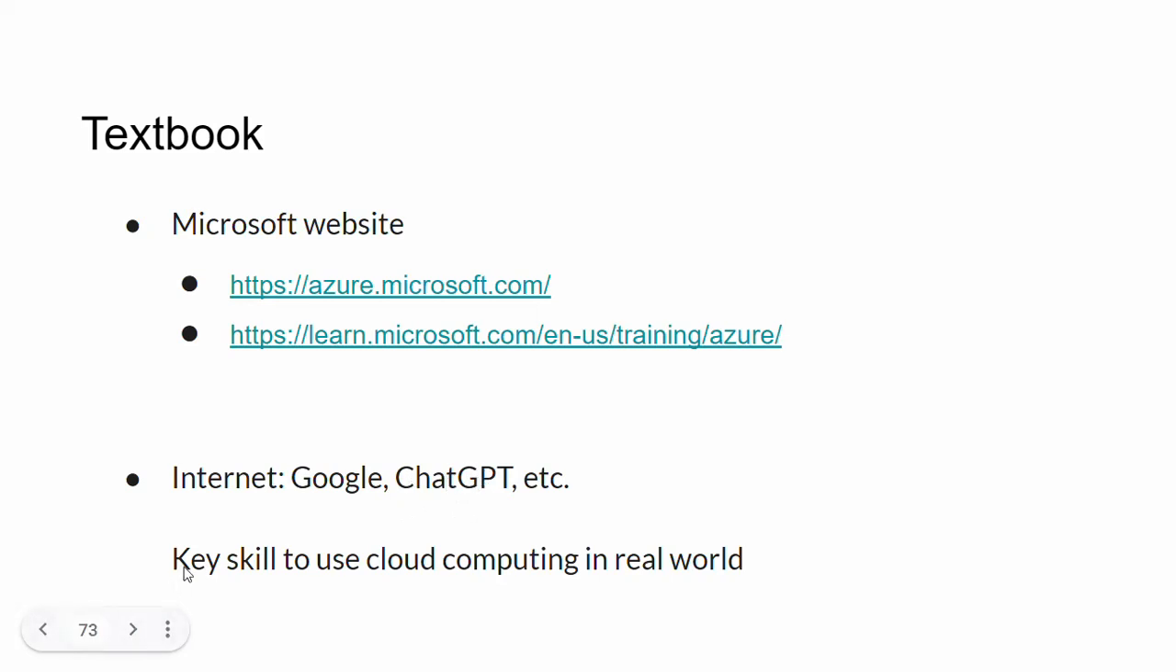In fact, these are key skills to use cloud computing in the real world. A lot of times there's no fixed answer. Things are changing so fast right now, so you need to find the latest information yourself. Eventually, when you are at work, your boss is asking you to do something. It doesn't matter where you get your answer, either through ChatGPT or Google or whatever. As long as you can find the answer, that's fine. And if your boss doesn't care, I wouldn't either, right? So you are encouraged to use them, but don't make mistakes. Don't let me catch you.